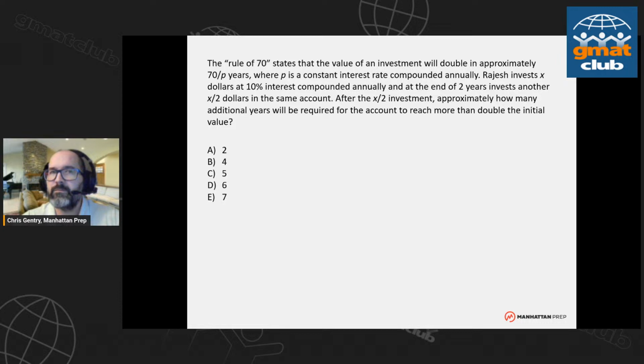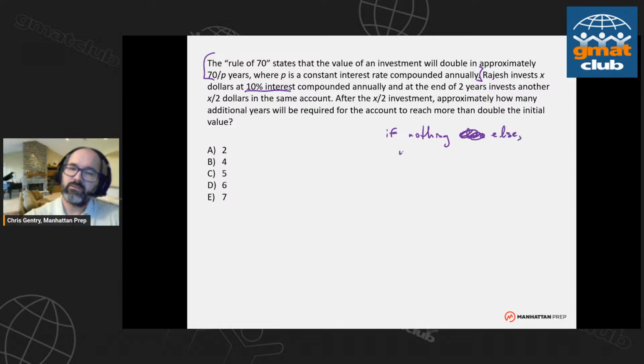I'm curious about that. Let me start by saying one of the things built into this question is the idea that many GMAT questions are constructed so that you can benchmark a little bit. All of this information right here about this rule of 70, combined with 10% interest, all of that tells me that if nothing else happens, this will double in 7 years.